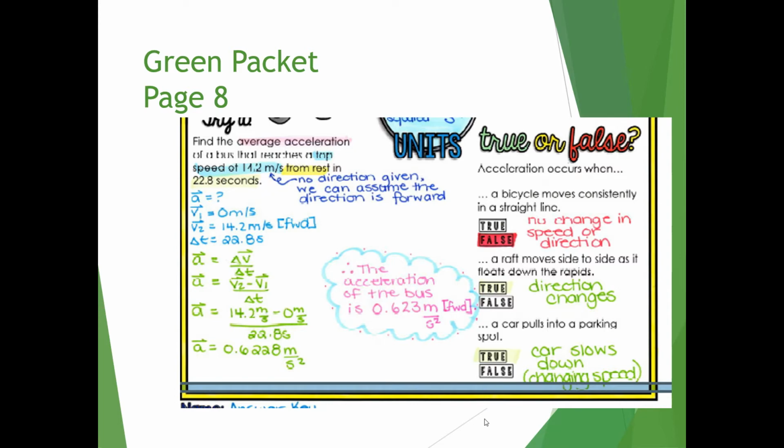So we don't know the acceleration. The initial velocity is 0 because it's at rest. The final velocity is 14.2 meters per second forward, and the time is 22.8 seconds. When you plug all of that into the equation, you end up with 0.6228 meters per second squared. I am going to use 3 digits in the answer because we have 3 digits up here, and we will talk about sig figs later on in the class, but for right now, this is a good number to use. So you should end up with 0.623 meters per second squared forward.